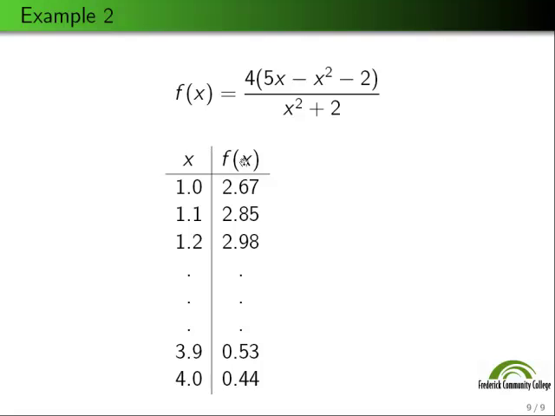Then I got the outputs by plugging 1 into this function, and the output is 2.67. Plug 1.1 into this function, the output is 2.85. Plug 1.2 into this function, and the output is 2.98. And so on. I got this table using the table feature on your calculator, and we'll show you how to do that in just a second. Once we create the table, we can plot the points that the table gives us, and we can get a good idea of what this graph looks like on this limited domain from 1 to 4. Next, let's show how to get that table.